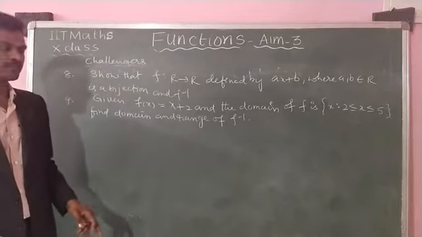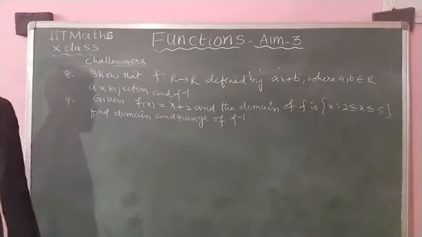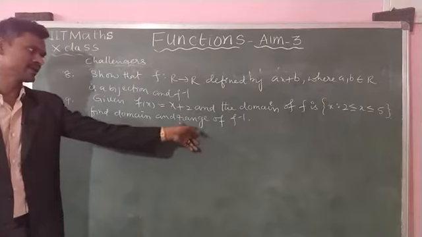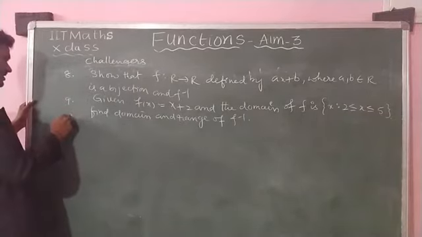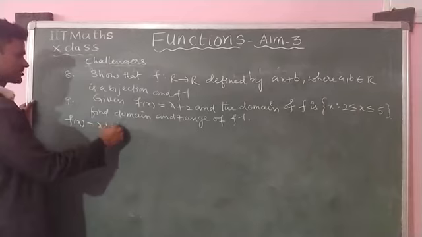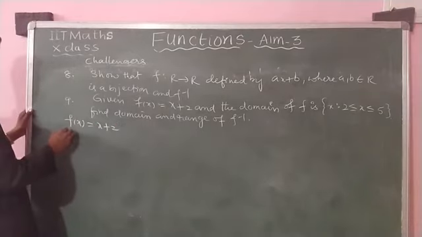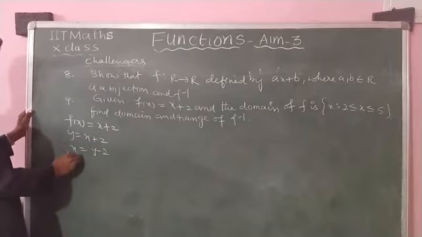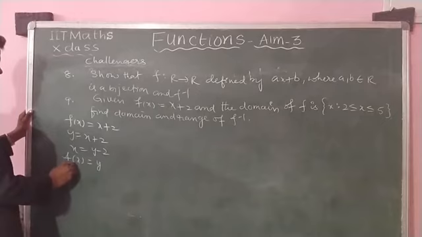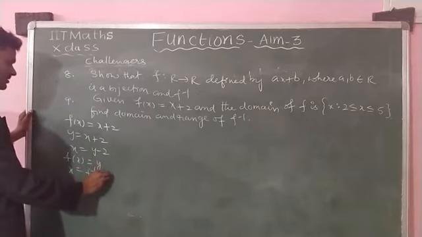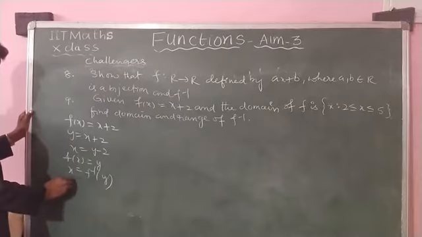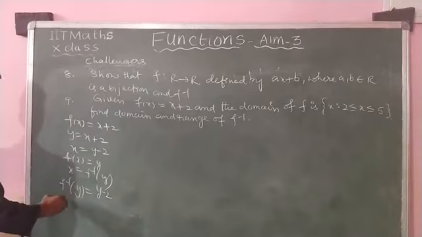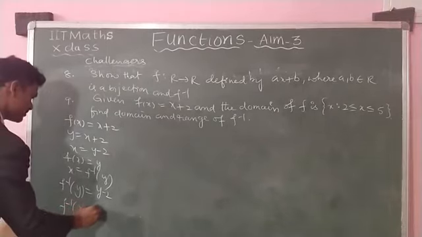Given f of x is equal to x plus 2 and the domain of f is x such that 2 is less than or equal to x is less than or equal to 5, then find the domain and range of f inverse. See here, given function f of x is equal to x plus 2. First you can find the inverse. Y is equal to x plus 2, then x is equal to y minus 2. Then f of x is equal to y, then x is equal to f inverse of y. Now f inverse of y is equal to y minus 2. Instead of y you can write x: f inverse of x is equal to x minus 2.